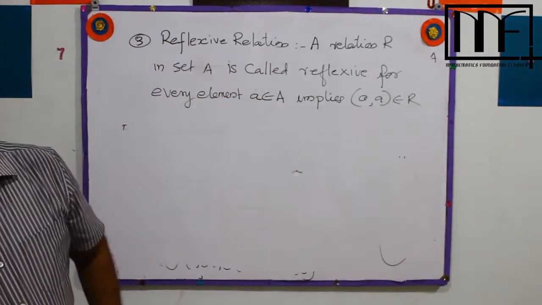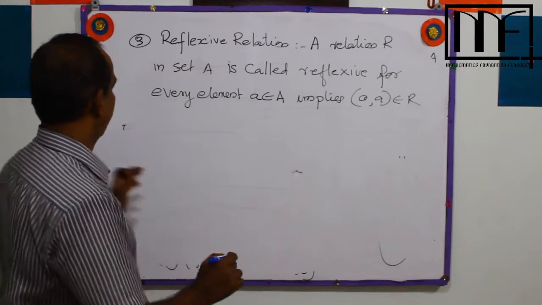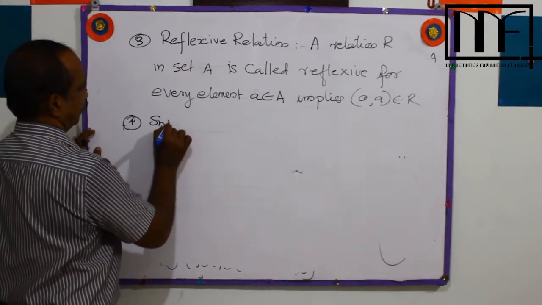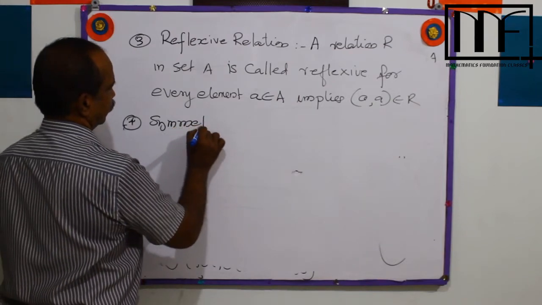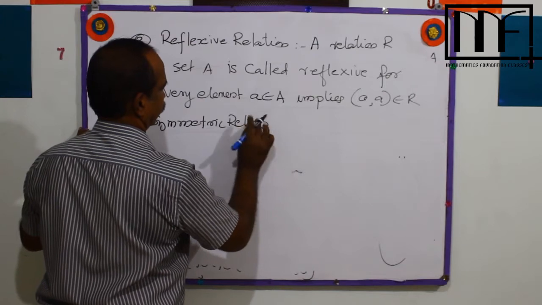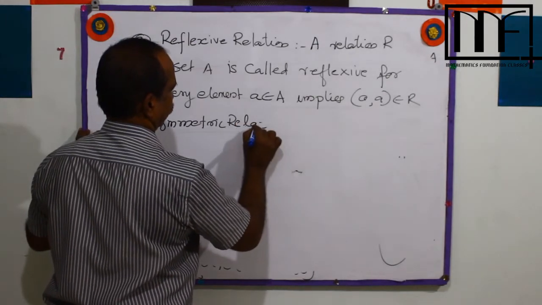So if 1 is there in set A, then (1, 1) must be there. If 2 is there in set A, (2, 2) must be there. Such relations are called reflexive relations. Then next is symmetric relation.